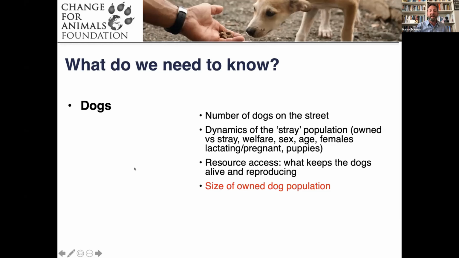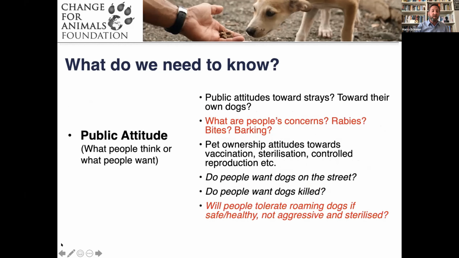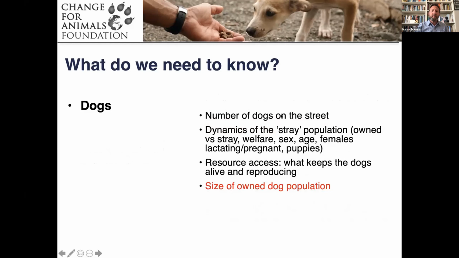We need to know how many we're dealing with, not just because it's important or we like numbers, but because we need a budget. If we're going to sterilize dogs, are we sterilizing 100 or are we sterilizing 1,000? Because that's a big difference. And also we need to know from the number of dogs, proportionally the impact we're going to have.